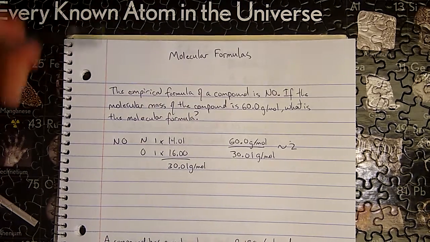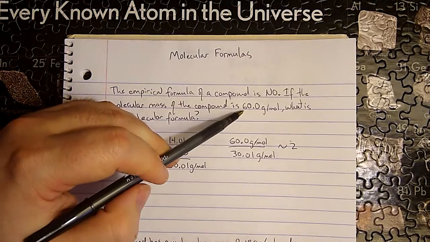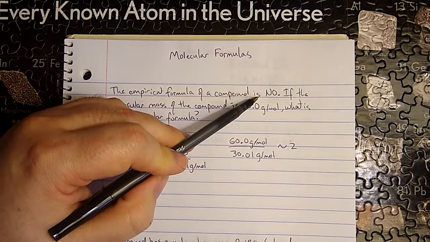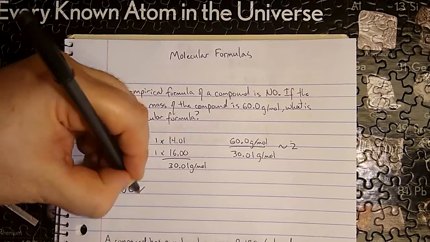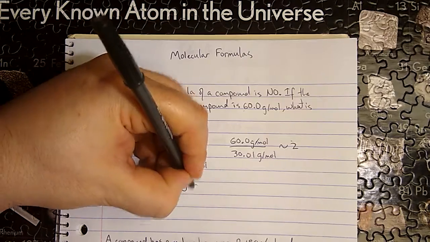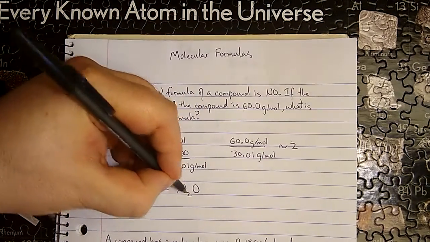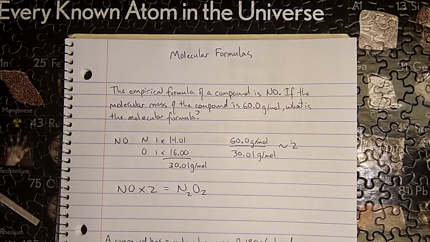So what this is saying is that NO has about half the mass of 60. Or put another way, 60 is about twice the mass of NO, which means my molecular formula should be about twice my empirical formula. So we double the nitrogens to get 2, and we double the oxygens to get 2, meaning my molecular formula would be N2O2.